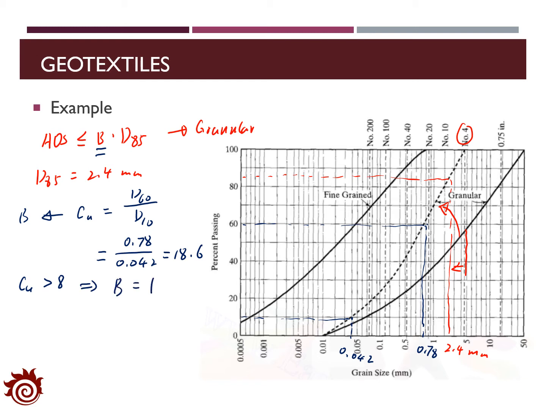So with that, we can determine the range of AOS as AOS is less than B times D85. That is 1 times 2.4. It is just 2.4 millimeter. So that's the way for us to determine the AOS for both fine and granular materials.